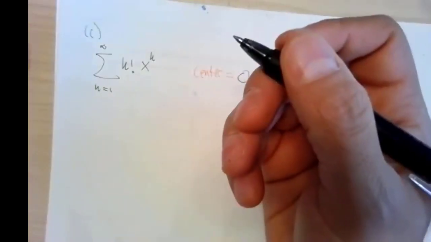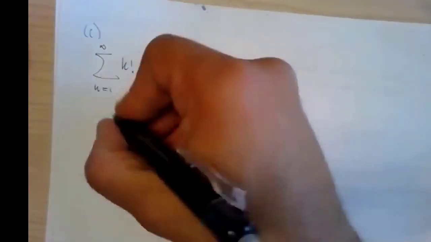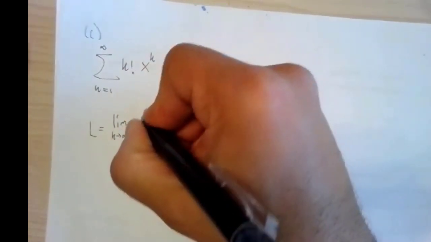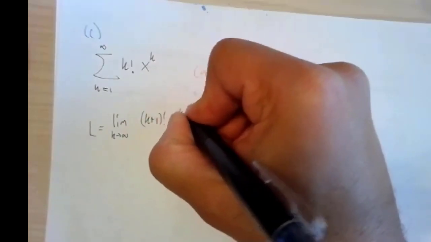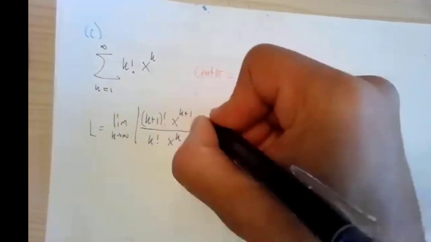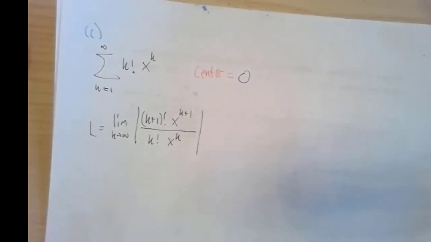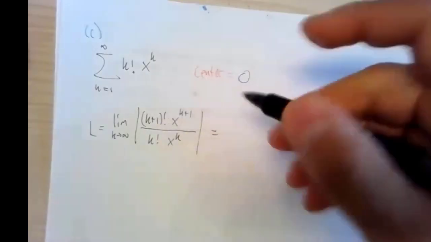Okay, and then the procedure is the same, right? So we take a look at the quotient of 2 consecutive terms when k goes to infinity. So this will be (k plus 1) factorial x to the power k plus 1 divided by k factorial x to the k, like that. All right, then we simplify this expression.